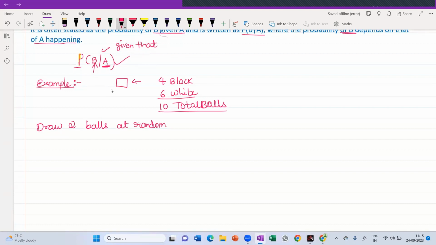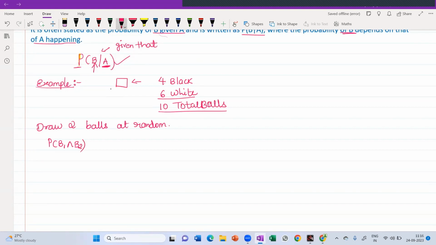And we are asked to find the probability that both the balls are black. The first ball which you remove should be black, and the second ball which you remove should also be black. That means you have to find the intersection. So I have to find B1 intersection B2.